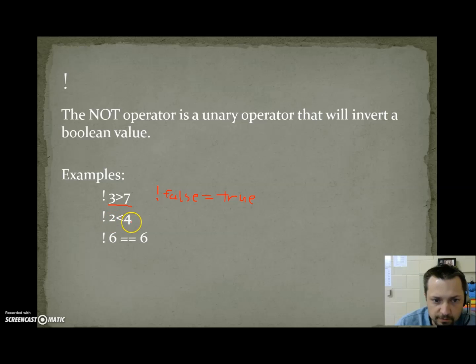Not 2 less than 4. 2 less than 4 is true. The opposite of true is false. And real quick, this would be not 6 equals 6. 6 equals 6 is true. The opposite of that would be false.